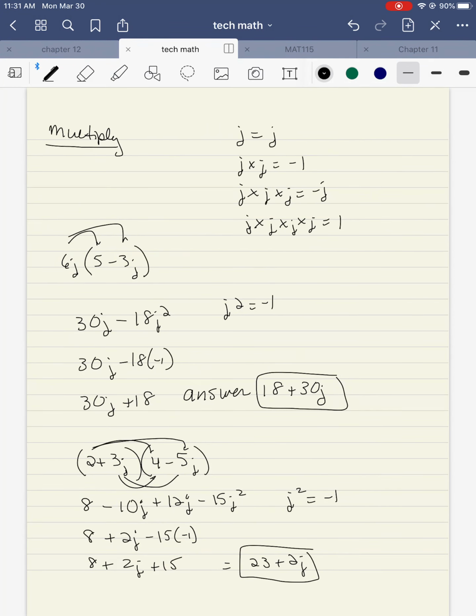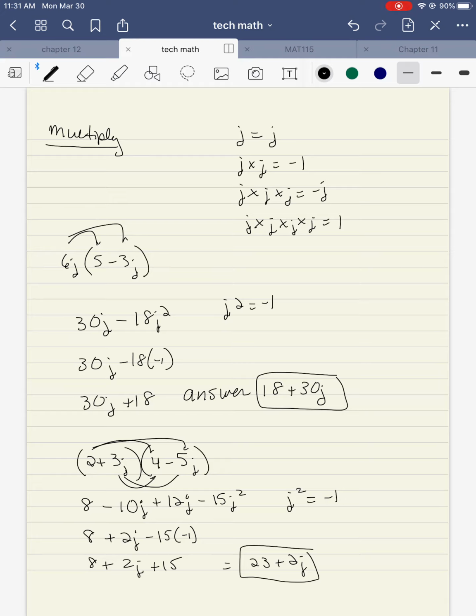When you're multiplying, you have to remember that j times j is minus 1, j times j times j is minus j, and j times j times j times j is a positive 1. So when you have 6j parentheses 5 minus 3j, you're distributing the 6j. The 6j times 5 is a 30j.